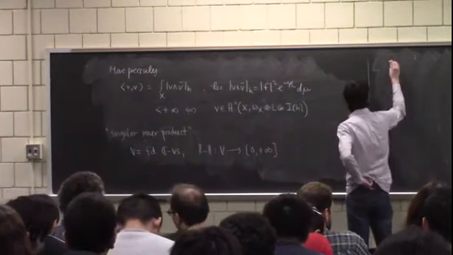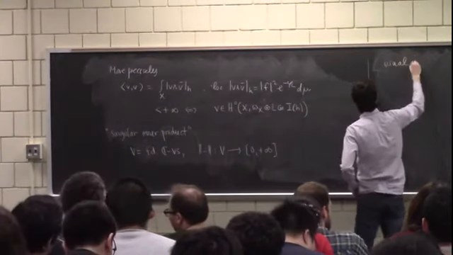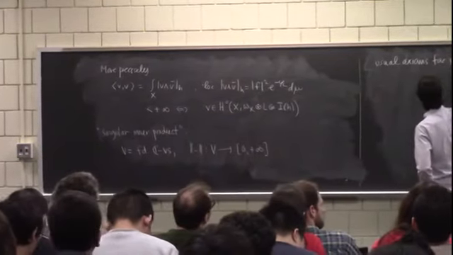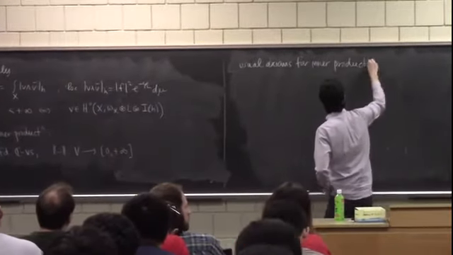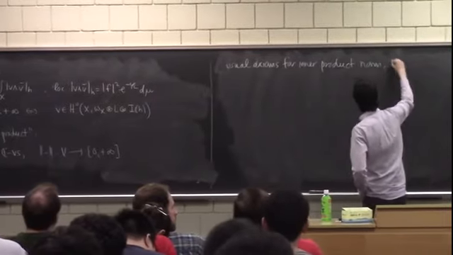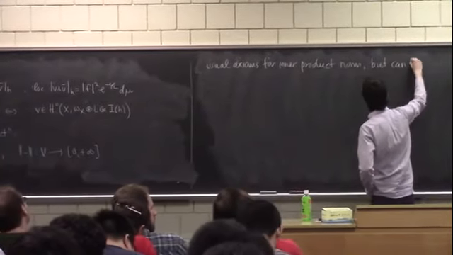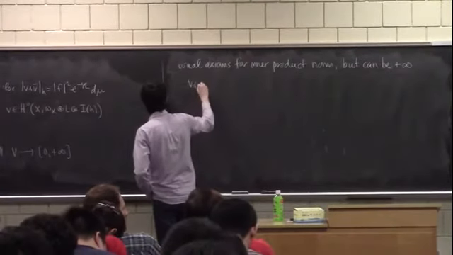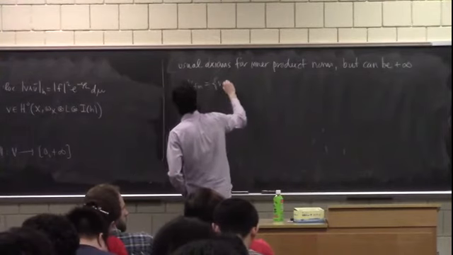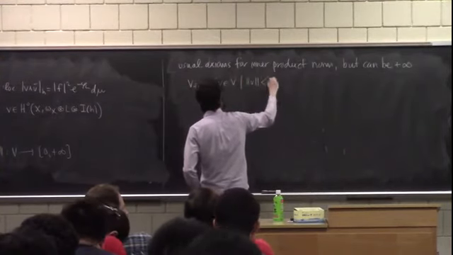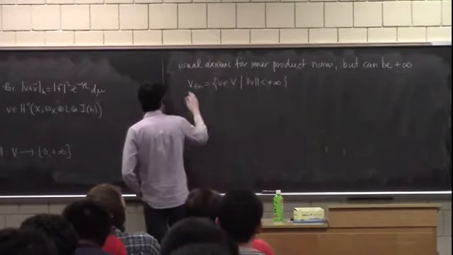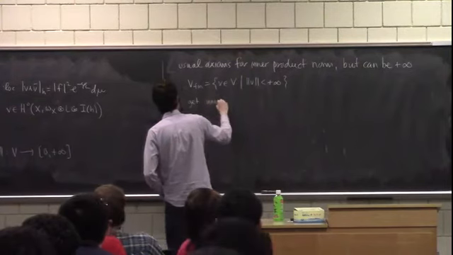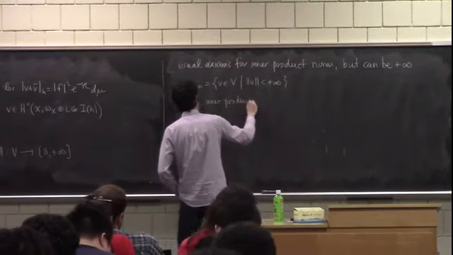So these are the usual axioms for an inner product, but the norm can be plus infinity. And then I look at the finite subspace, which is those vectors for which the norm is less than plus infinity. And on this finite subspace, I actually get an inner product.